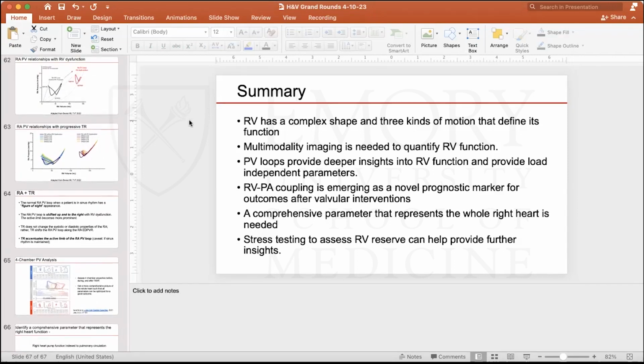I have not come across any that simplistic way of testing exercise response of the RV. What I did come across was actually bike riding with a PV loop catheter in place in an athlete, which showed exercise response on a PV loop. And then the chemical stress testing as performed by dobutamine that has been used in patients with pulmonary hypertension.